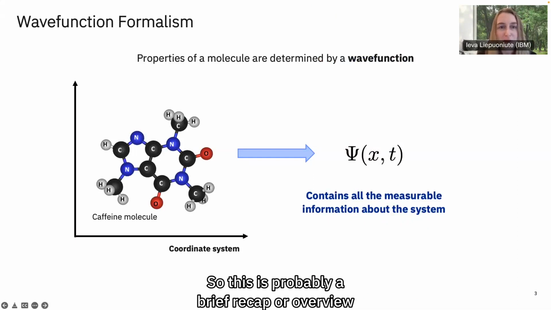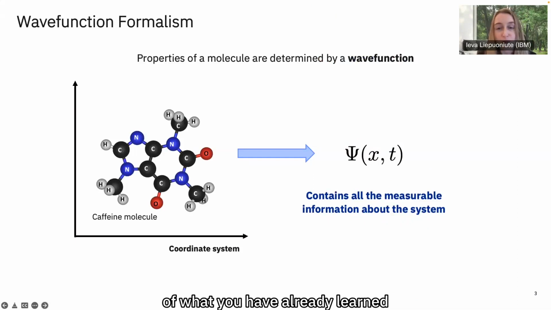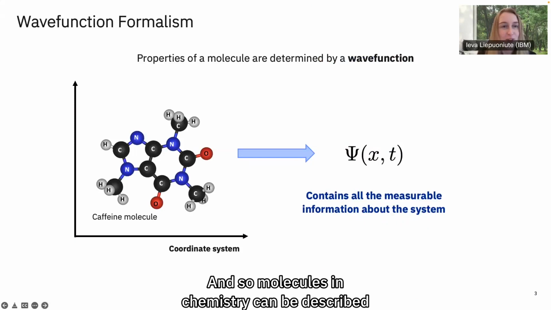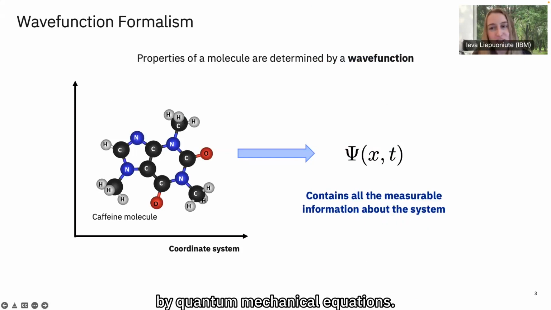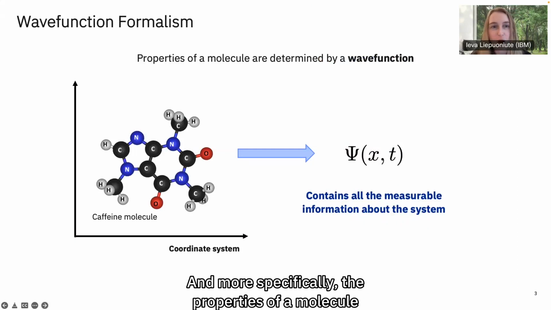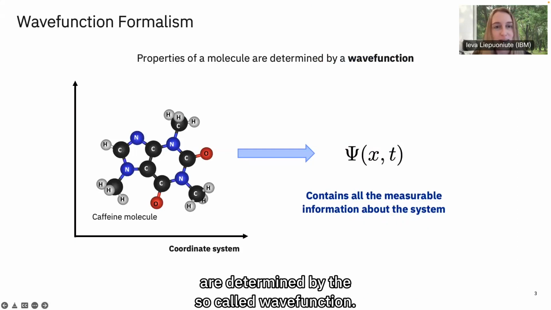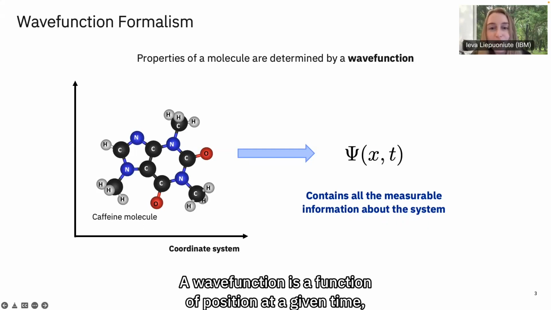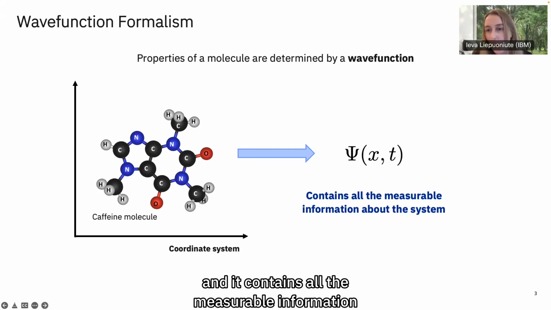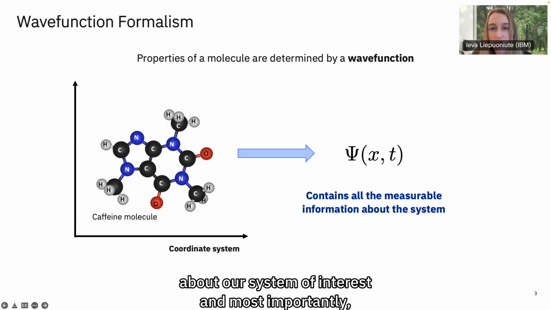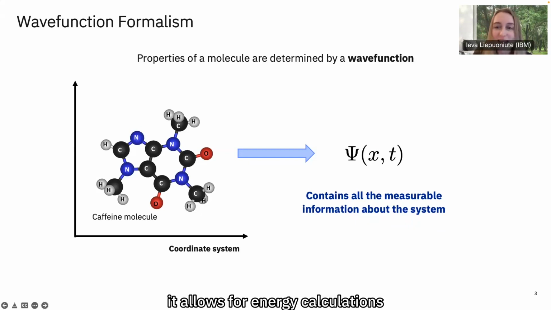This is probably a brief recap or overview of what you have already learned in earlier lectures of the summer school. Molecules in chemistry can be described by quantum mechanical equations. More specifically, the properties of a molecule are determined by the so-called wave function. A wave function is a function of position at a given time, and it contains all the measurable information about our system of interest, and most importantly, it allows for energy calculations via the Schrodinger equation.